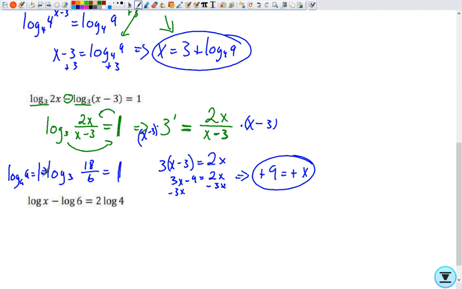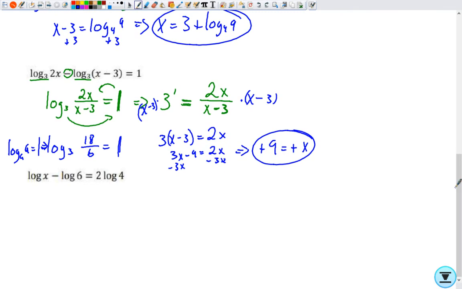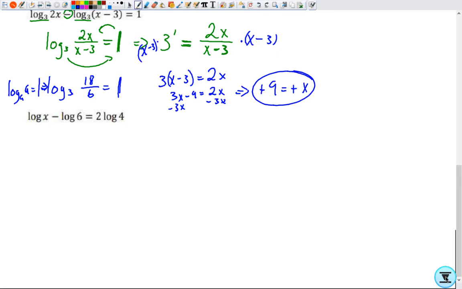So when you see logs on one side and a number on the other, you want to condense and change it to its exponential form. That's usually the easiest way to do it. Okay, there are a couple other ways, but I don't want to do it a different way. Now, the last one, again, very similar.